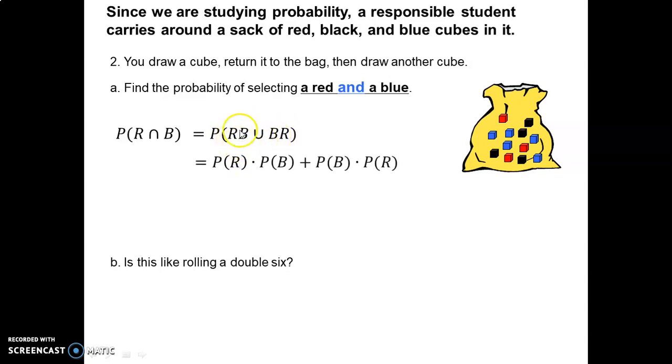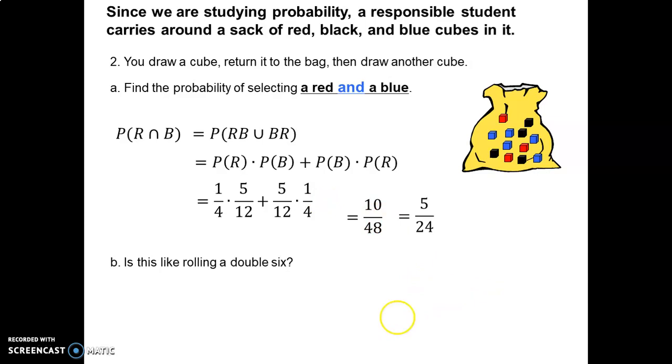So maybe you made the error of just looking at red then blue, but red and blue can be blue first, red second. So red then blue would be probability of red times probability of blue, plus all the ways to get a blue first and then a red. So it's an or in the middle there, so we're going to add those two. We have red 1/4, 1 out of 4 are red, and then times 5/12 blue. Plus, since we've returned all the cubes to the bag, it's 5/12 times 1/4. Okay, so that's that one, and we have an answer of 10/48 which reduces to 5/24.